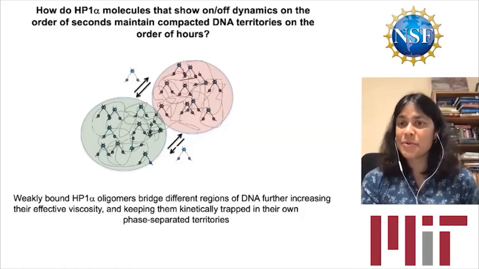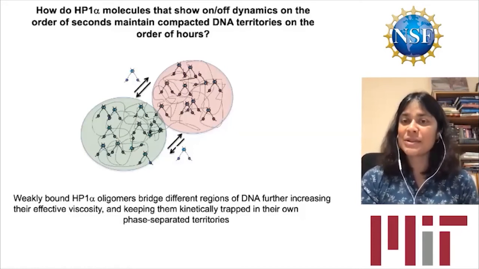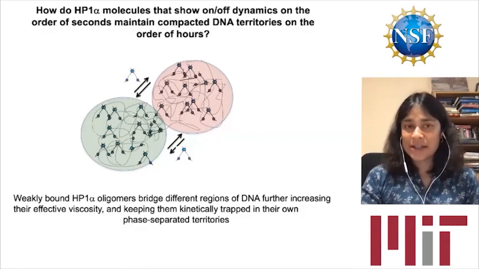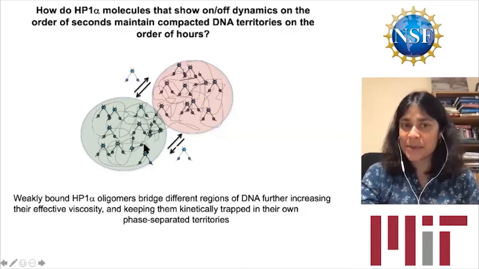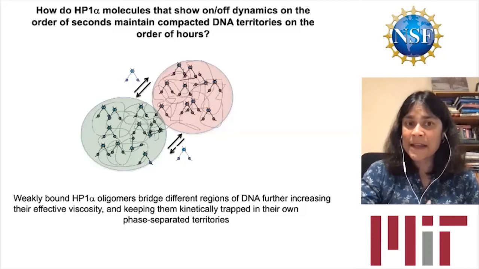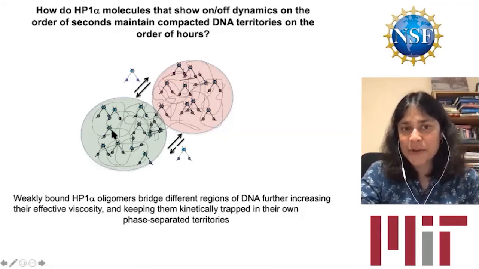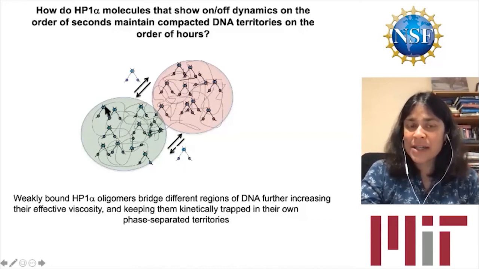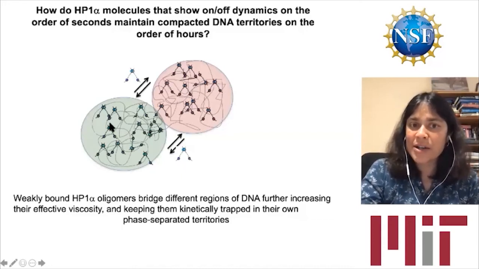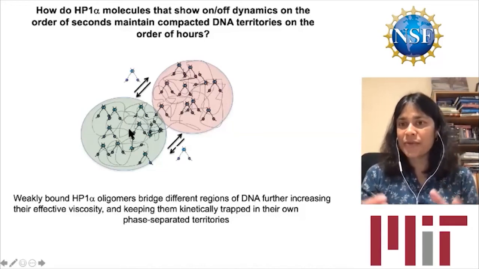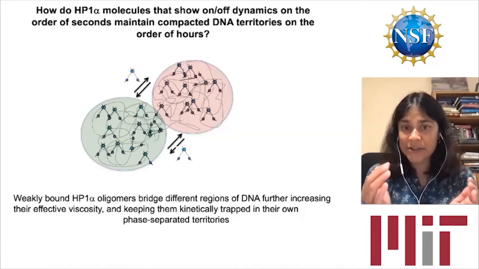So we know that HP1 molecules can oligomerize. We know that they can bridge across different parts of chromatin and different parts of DNA. And we know that HP1 molecules, as shown by the DNA curtains assay, can dramatically compact the DNA. So we now have a working model where HP1 molecules, even though they're weakly bound, because they can oligomerize, can cross-bridge across DNA and form multiple interactions that hold the DNA in place and allow folding of the DNA into a small and compact territory.